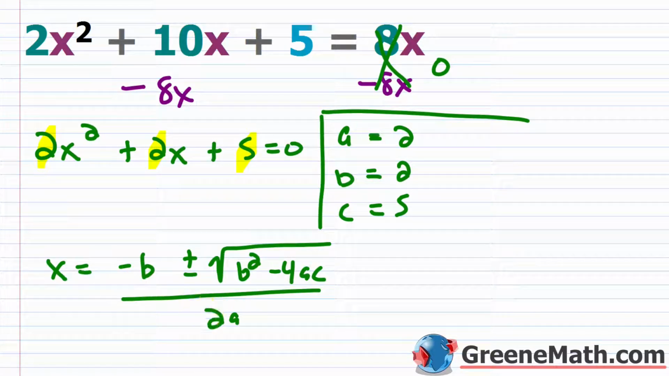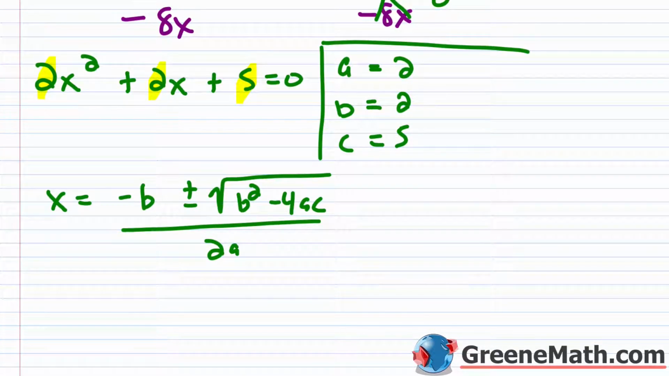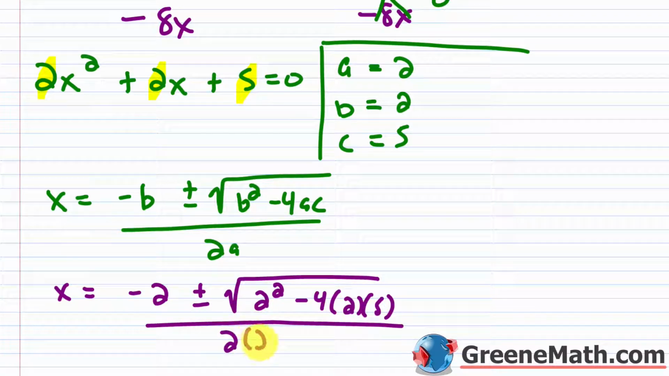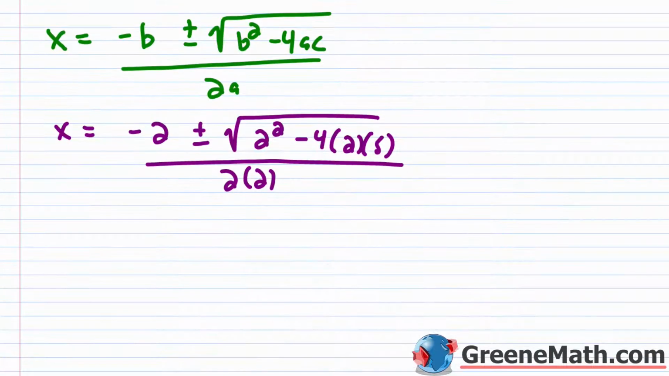Okay, so I'm just going to scroll down a little bit, and I'm going to plug in. So x is equal to the negative of 2 plus or minus the square root of, you're going to have 2 squared minus 4 times 2 times 5. And all I'm doing is I'm just plugging in. Okay, this is over 2 times 2. So I plugged in for b, a, and c, and that's where we got this from. Now, let's just go ahead and solve this real quick. It's just a matter of punching this into your calculator.